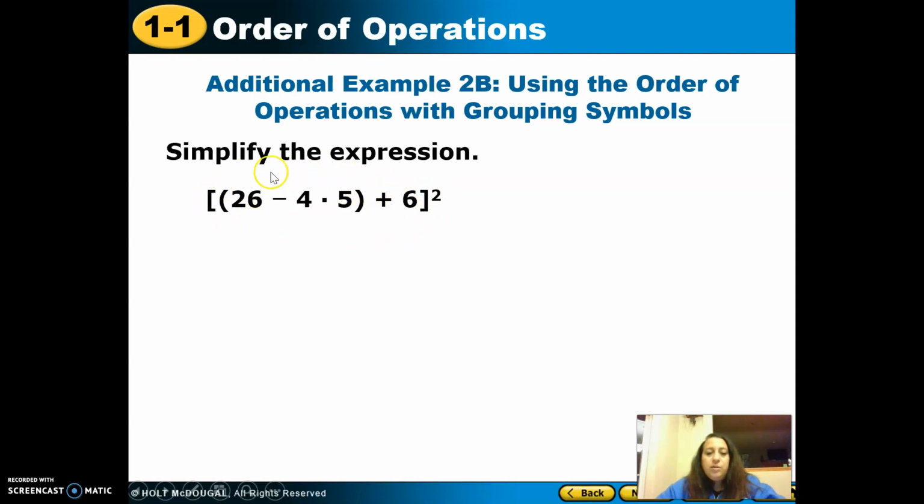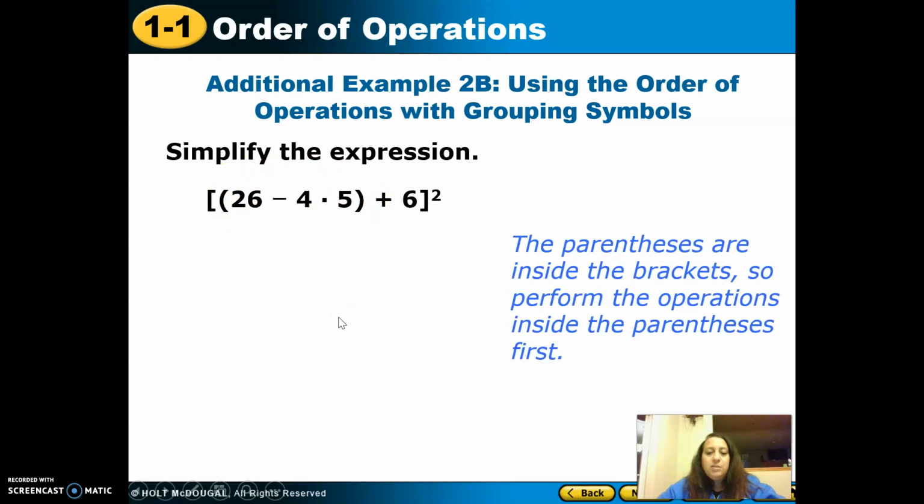So the first thing we're concerned about is the set of parentheses here, the 26 minus 4 times 5. Within those parentheses, you want to do the order of operation that should come first, which is multiplication. Again, be super careful. Drop everything down to the next line. You bring down the bracket, bring down the parentheses, bring down the 26, bring down the minus sign, and then simplify this 4 times 5. 4 times 5 is 20. Keep all that in parentheses because that's going to be important. Plus 6, close that bracket up, square it.